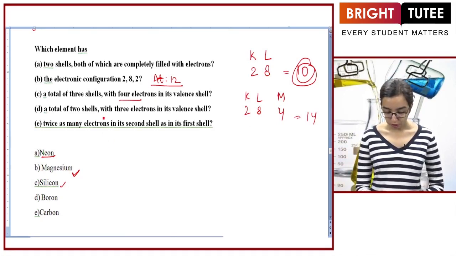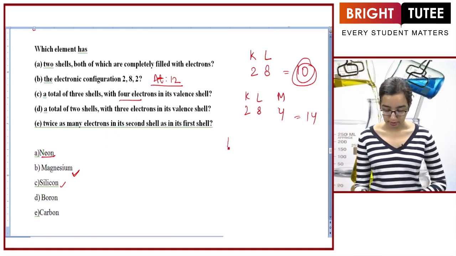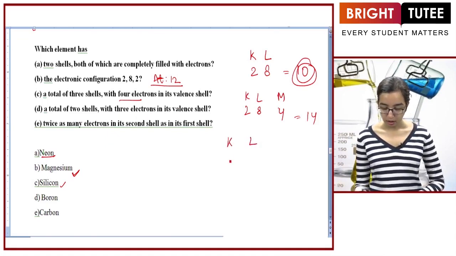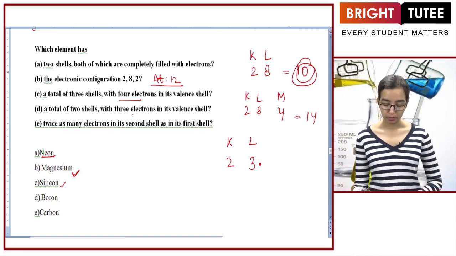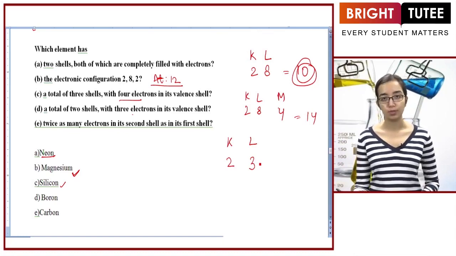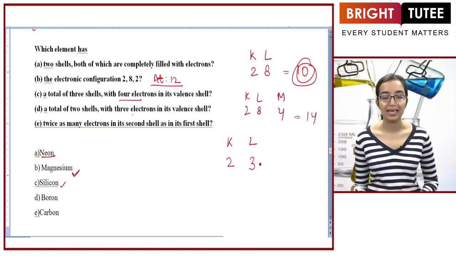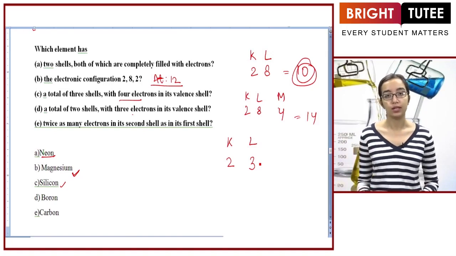A total of 2 shells with 3 electrons in its valence shell. So again, 2 shells, so means K and L only. We have 2 electrons in the K shell and 3 electrons in the outermost shell. So 2 and 3, which comes up to a total of 5, and the answer is boron. Boron has atomic number 5. You need to remember the atomic number of elements up until 20. That is essential for you to answer these questions.